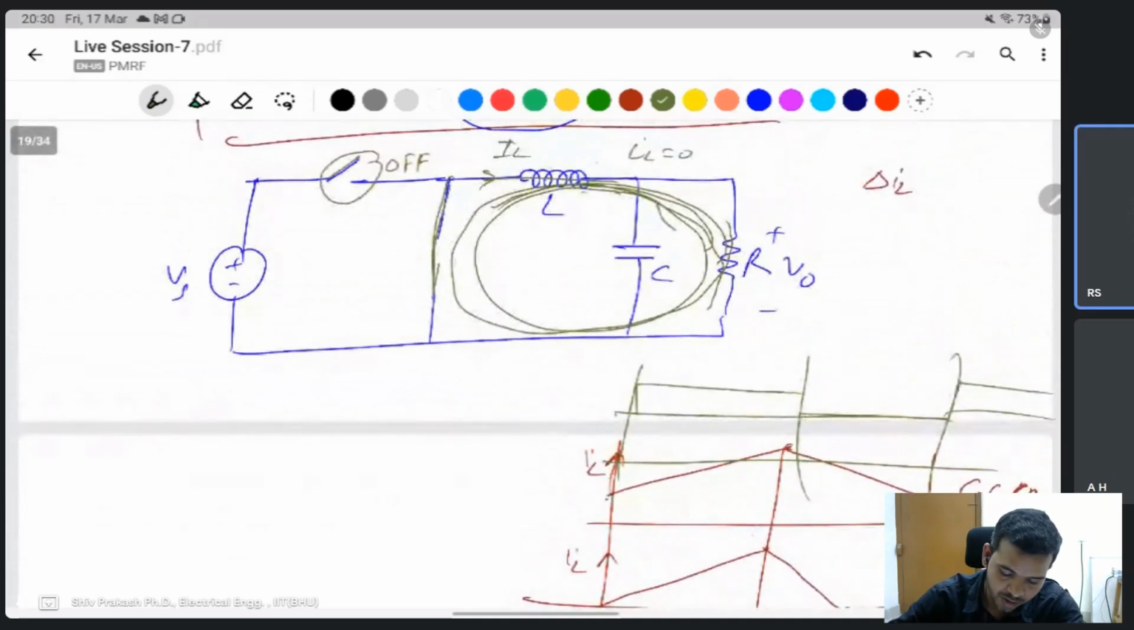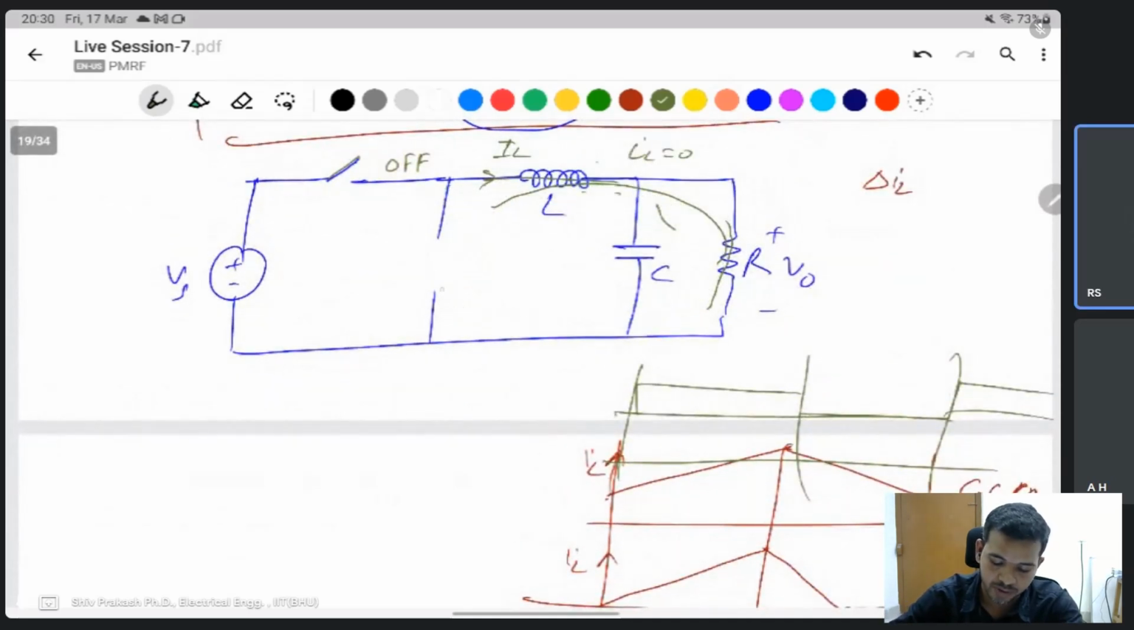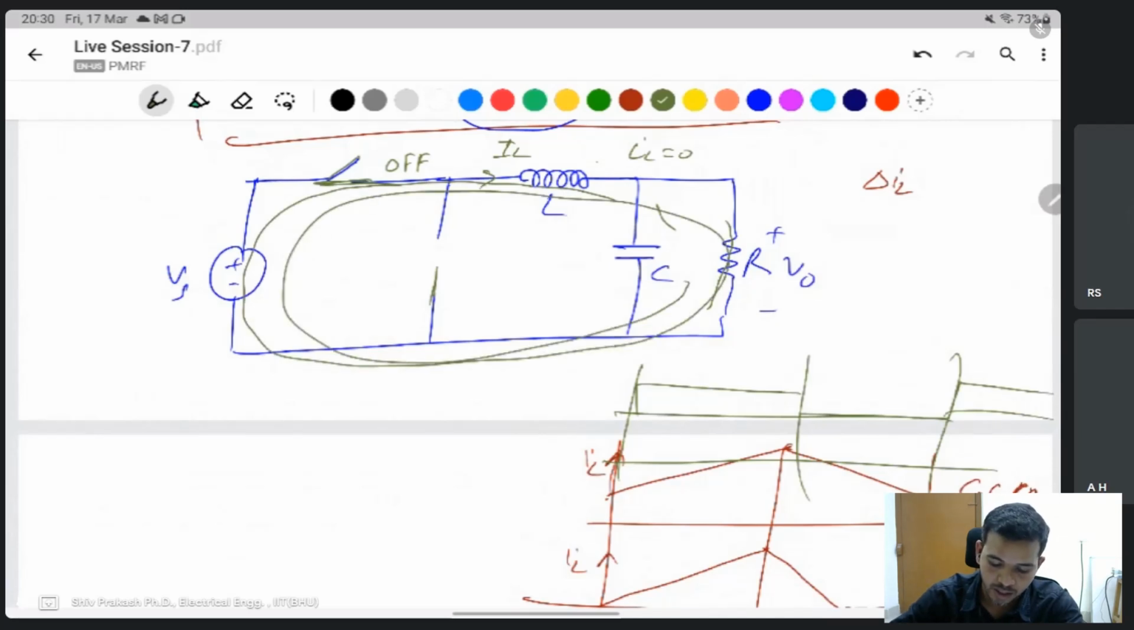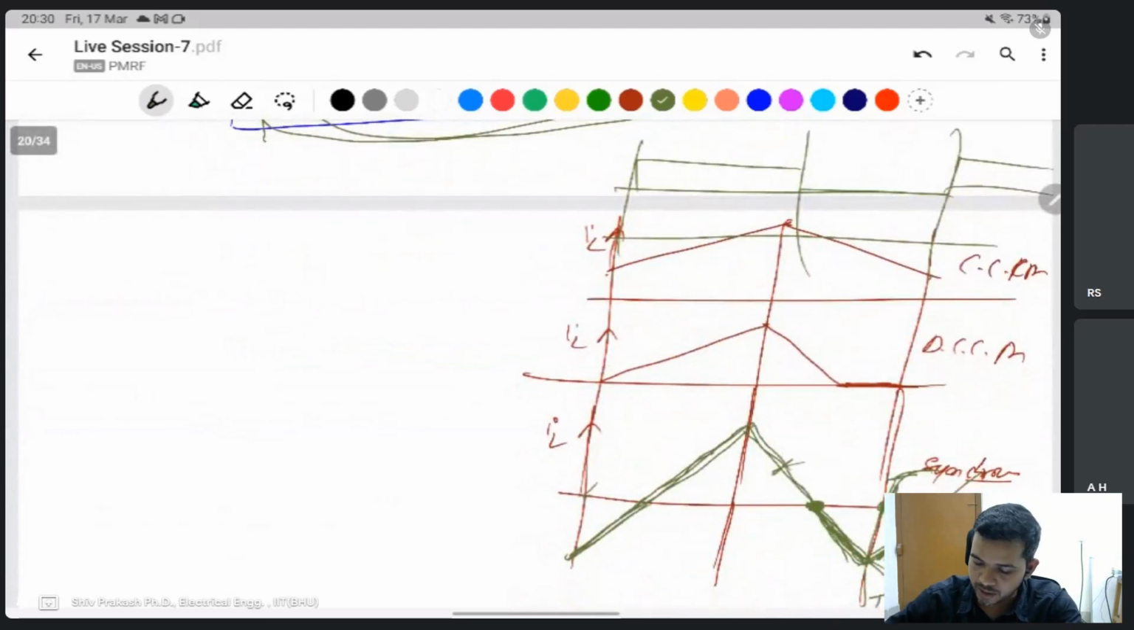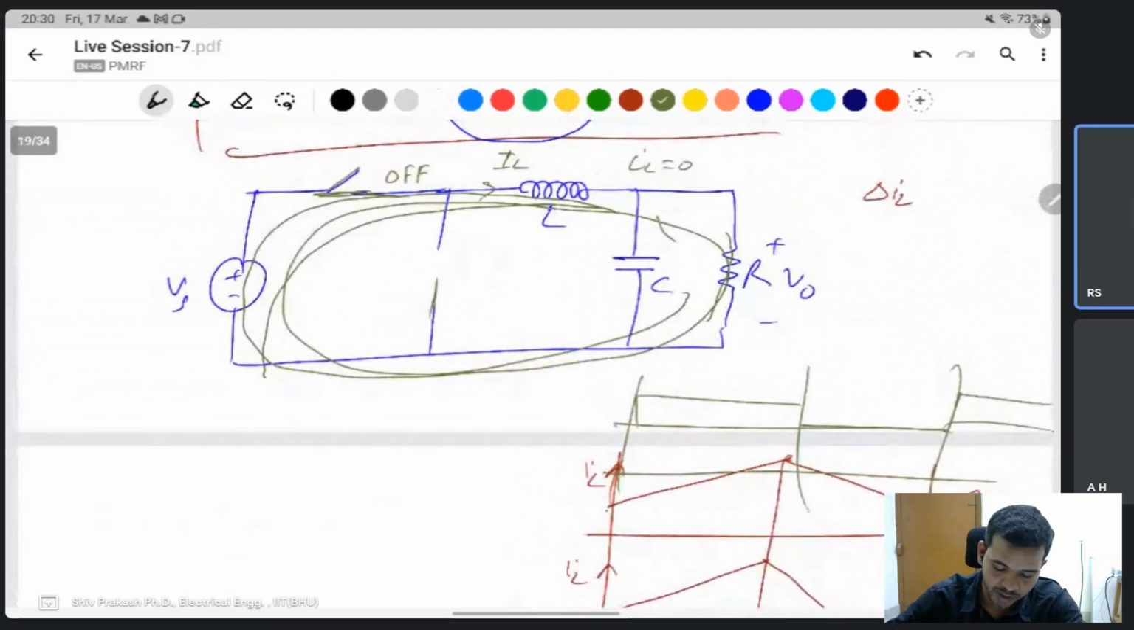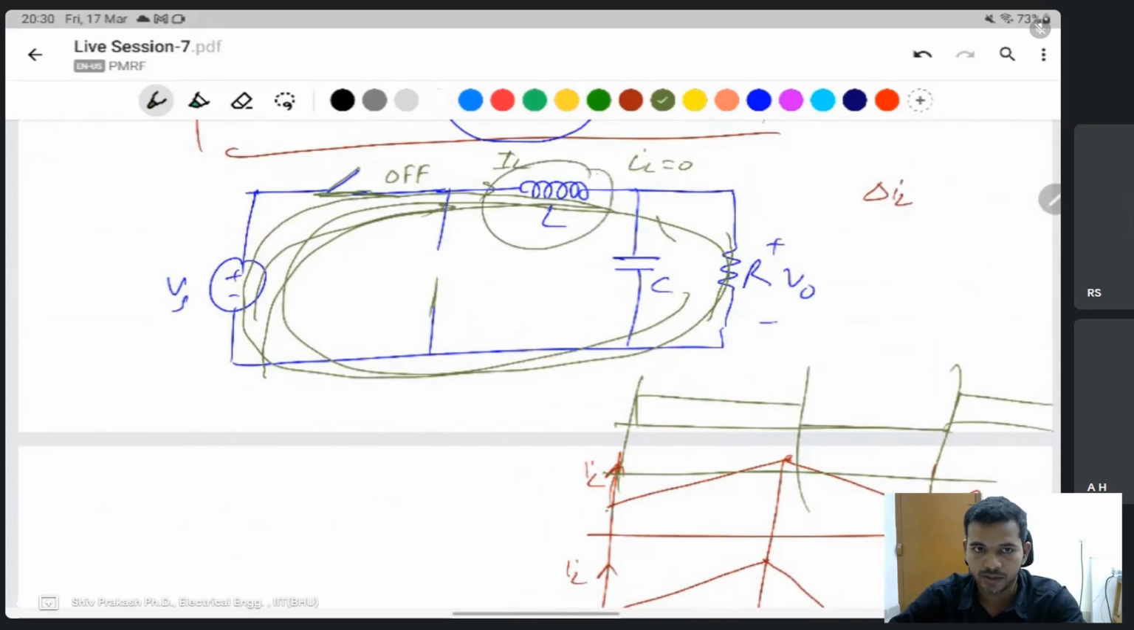This switch is on, and this switch is off. Then this switch on, the remaining inductor energy is supplied to the load, like that. After that, this one supplies to here. In this cycle, then once, the input current is supplied to the inductor.